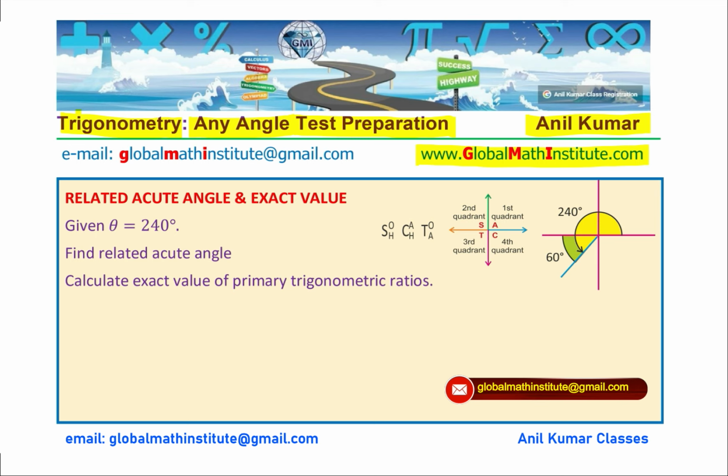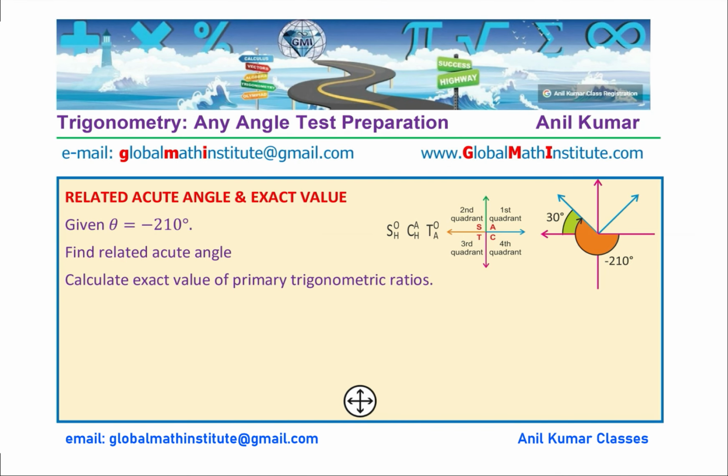So I hope this question is clear. You can easily do it, right? I have answered some part of it. Next question here is similar to this, exactly similar. However, the angle is minus 210. So positive angles are measured in counterclockwise direction. Negative angles are measured in clockwise directions as shown here in orange.